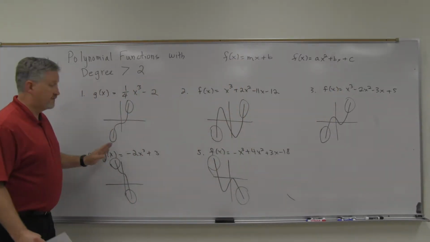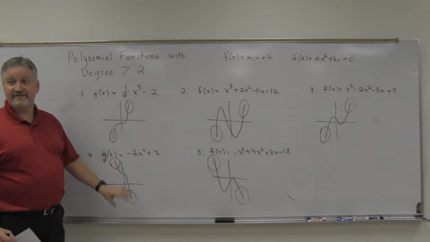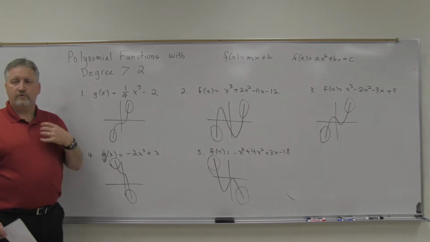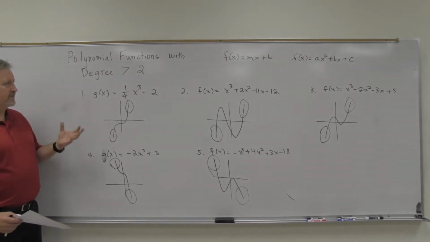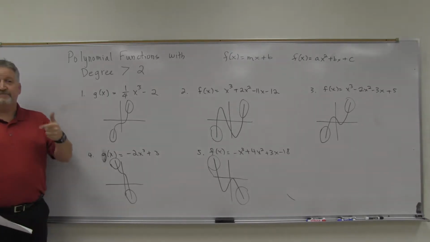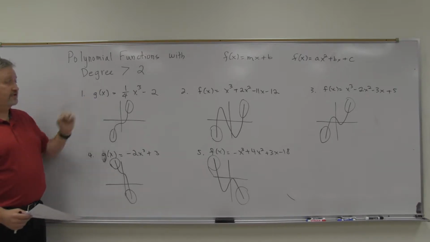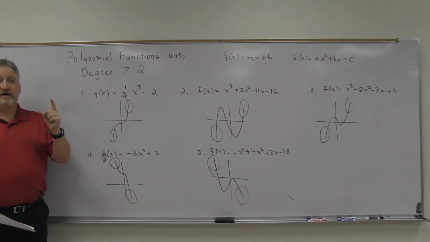Now, on 4 and 5, it switches around, but it's still one end's up, one end's down, isn't it? And so, generally speaking, what we can say about third degree polynomial functions is that one end is down, the other end is up. Whenever we have a cubic function, a third degree function, one end is up, one end is down.